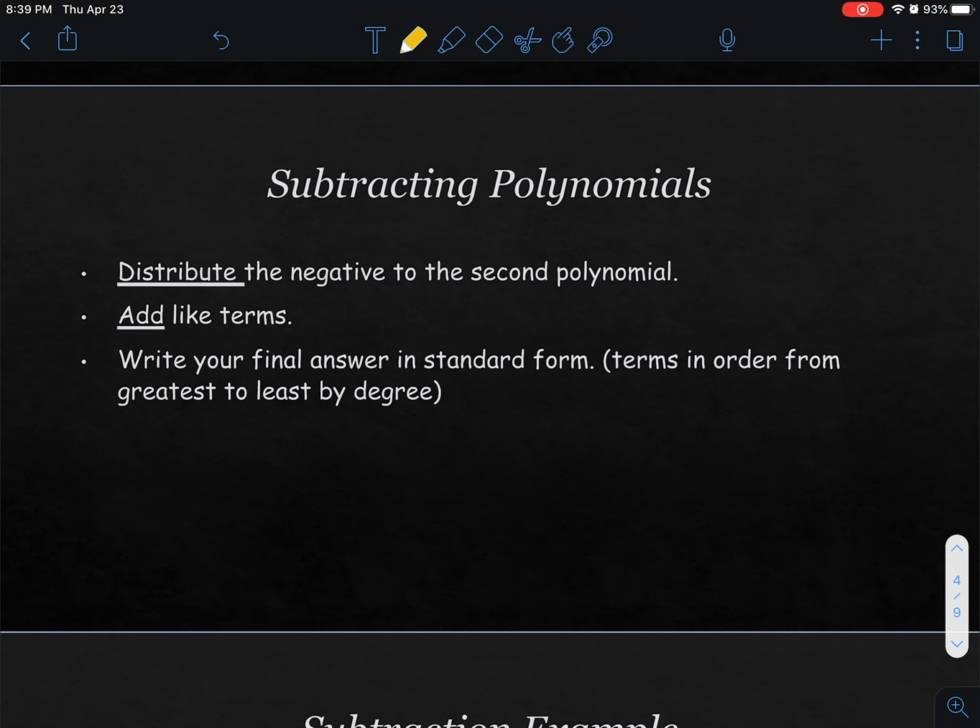Now when subtracting polynomials, you have to distribute the negative to the second polynomial, then you add like terms, and of course write your final answer in standard form. So the only thing different here is that first step.